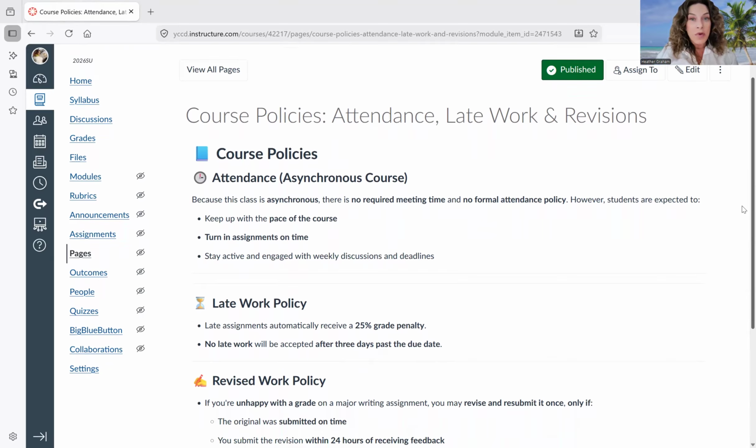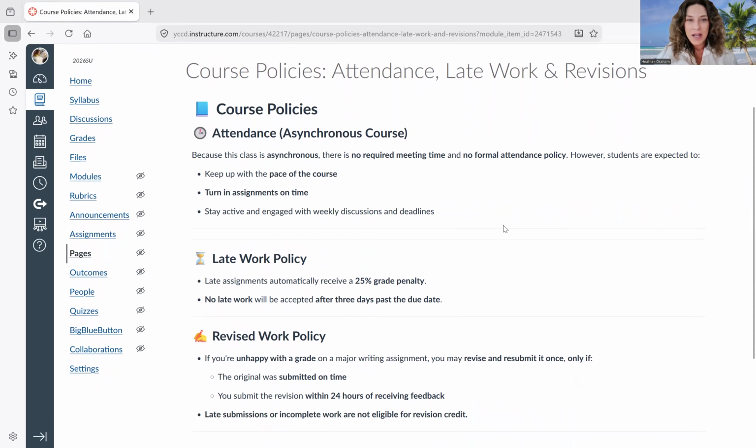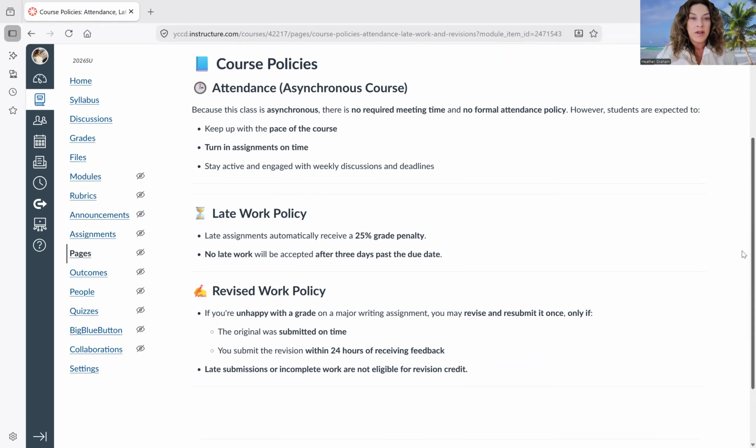For attendance, for example, this is an asynchronous class, so there are no class meetings. Therefore, there is no attendance taken. Just so long as you keep up with your assignments, you're good. Late work. This is a student favorite. Late assignments automatically receive a 25% grade penalty. No late work will be accepted after 3 days past the due date. The good news is I do accept late work, right? However, it will be penalized.